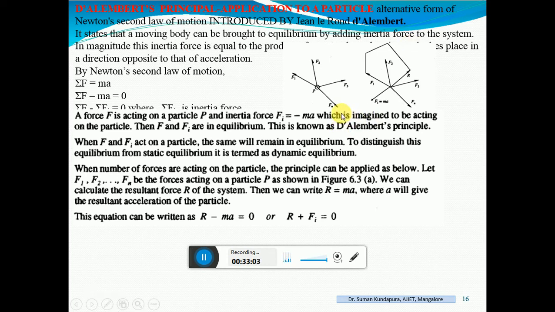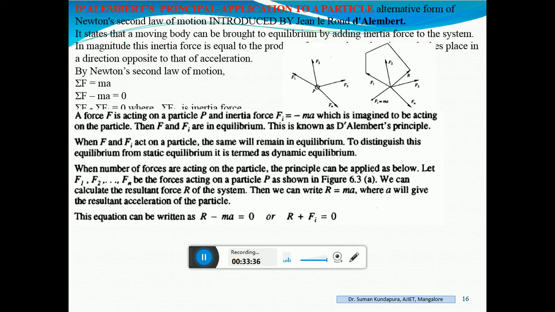The last concept in the fifth module is D'Alembert's principle, application to a particle. Okay. D'Alembert's principle is just an alternative form of Newton's second law of motion. It was introduced by Jean Le Rond D'Alembert.